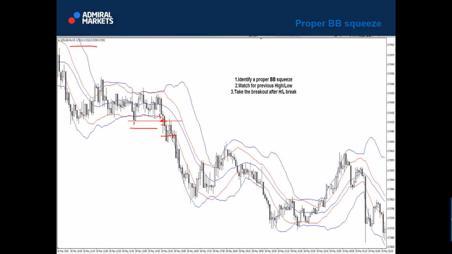Is there a template for a Keltner and Bollinger Band setup? No. I will send you the Keltner channel indicator.